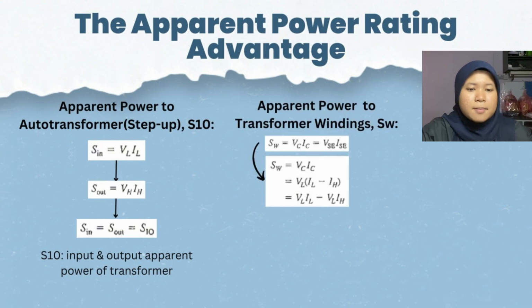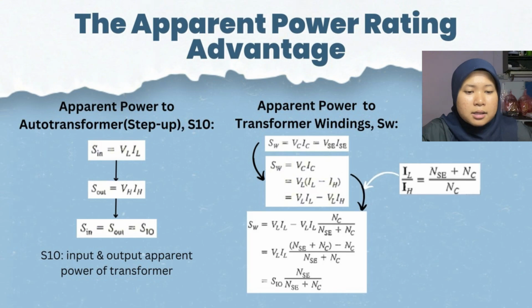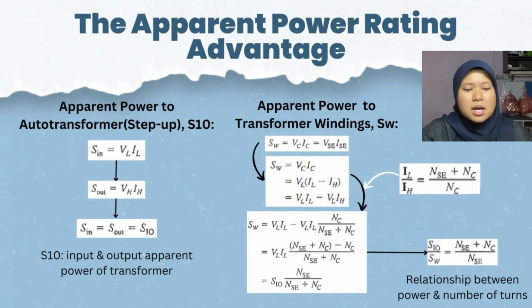Next is the apparent power of the transformer winding, S_W. Power in the winding is equal at both sides, common windings and the series windings. It can be related with the low side and the high side, and the equation can be rearranged until we can get the ratio between S_IO and S_W relating to the number of turns.